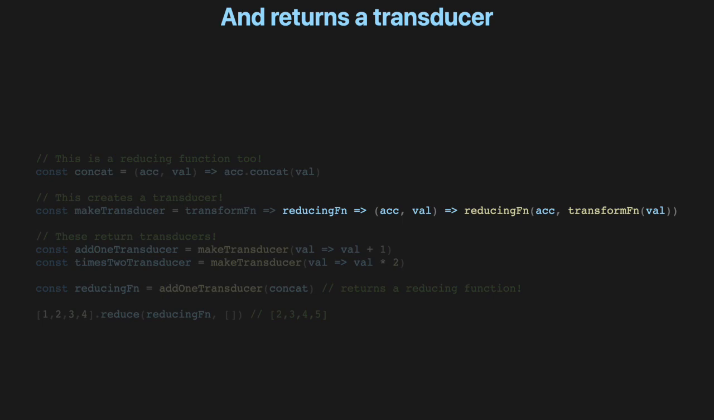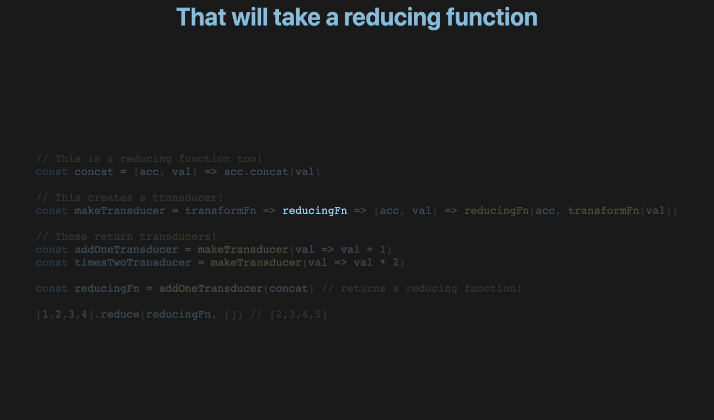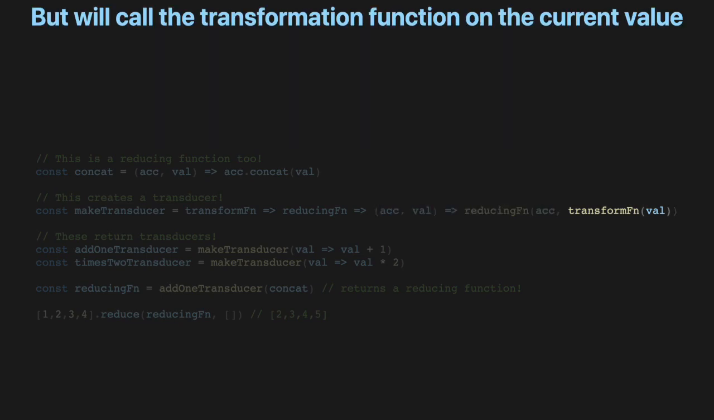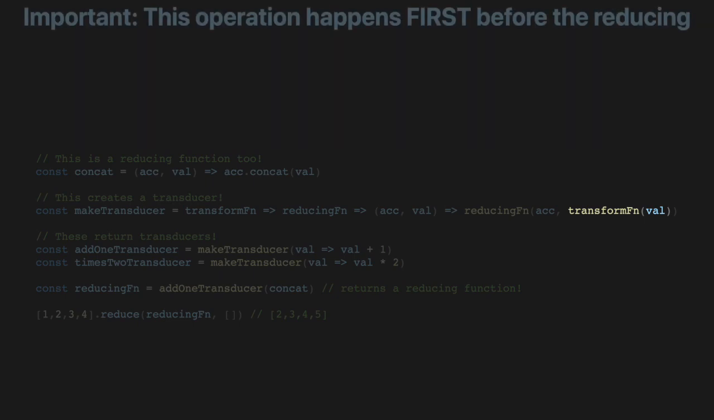The entire thing that's highlighted is the transducer. And the transducer, well, it's going to take a reducing function, and then when you call that, it's going to return a brand new reducing function. We've already learned this. Notice that we're actually going to call that transformation function on the current value that's passed into the reducing function. We're going to do that first. Now, it's important to know that this operation, the actual transformation, happens first before we call the reducing function. And we'll talk about why here in a second.